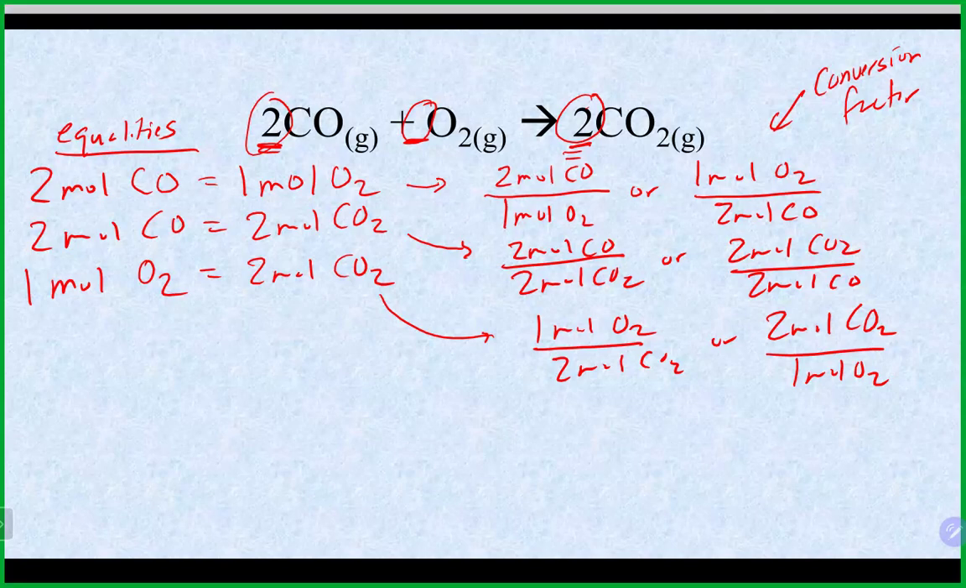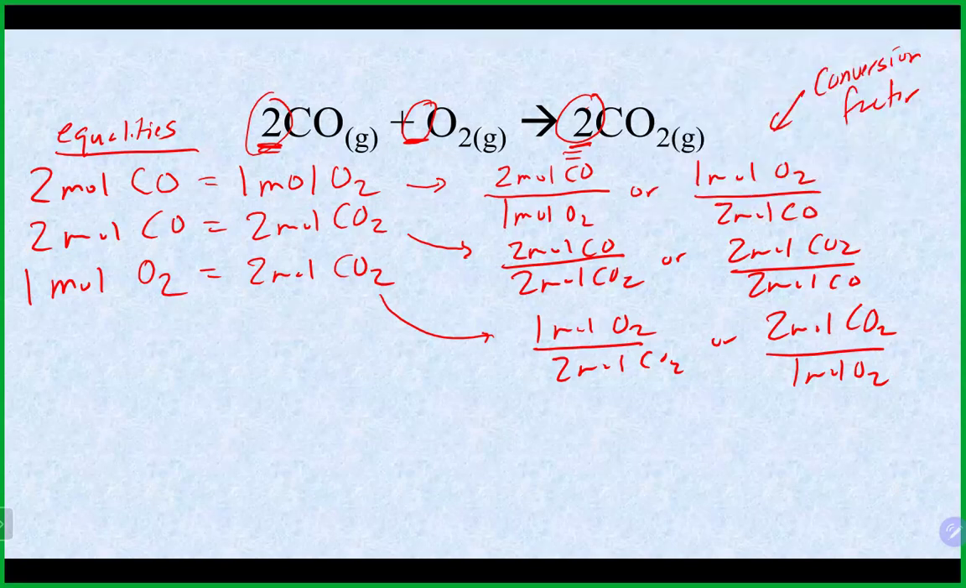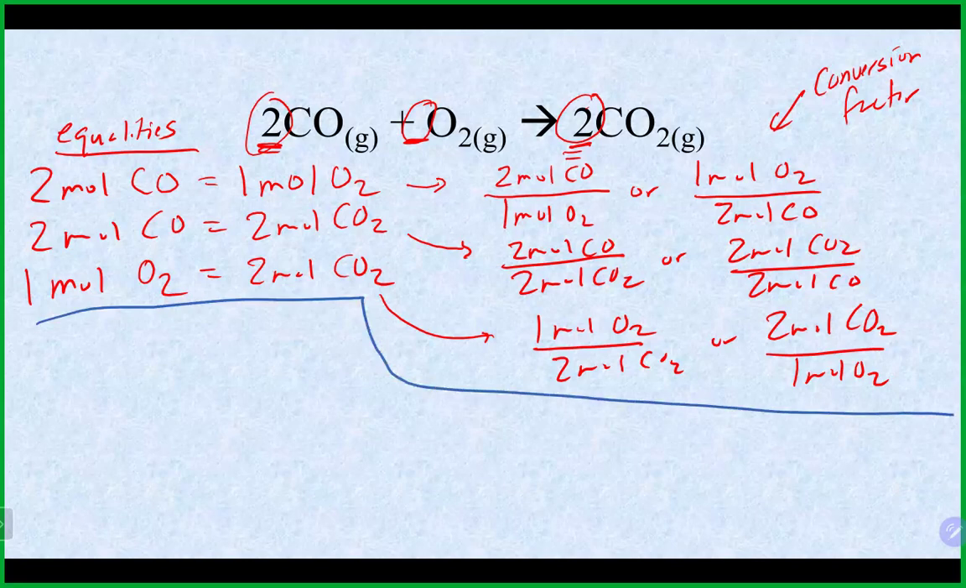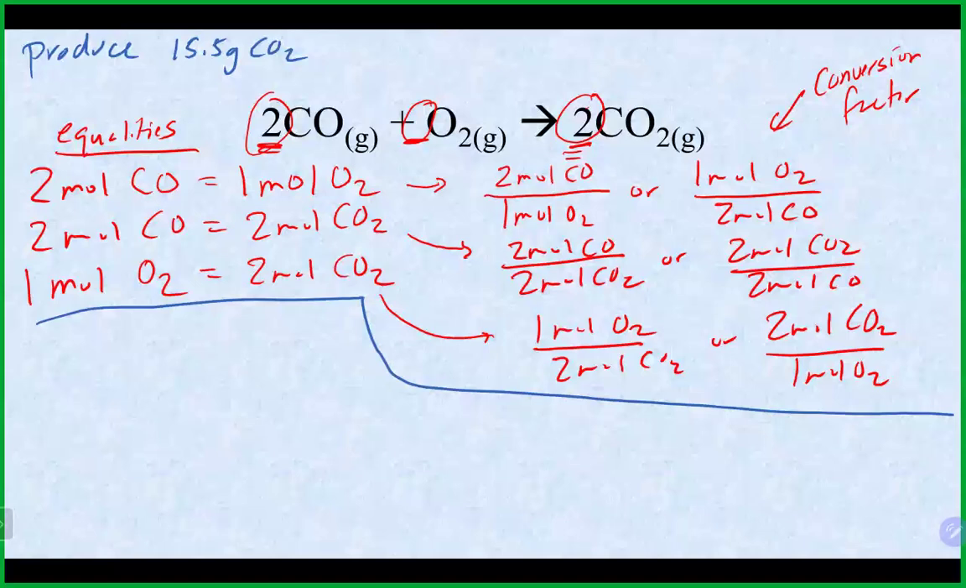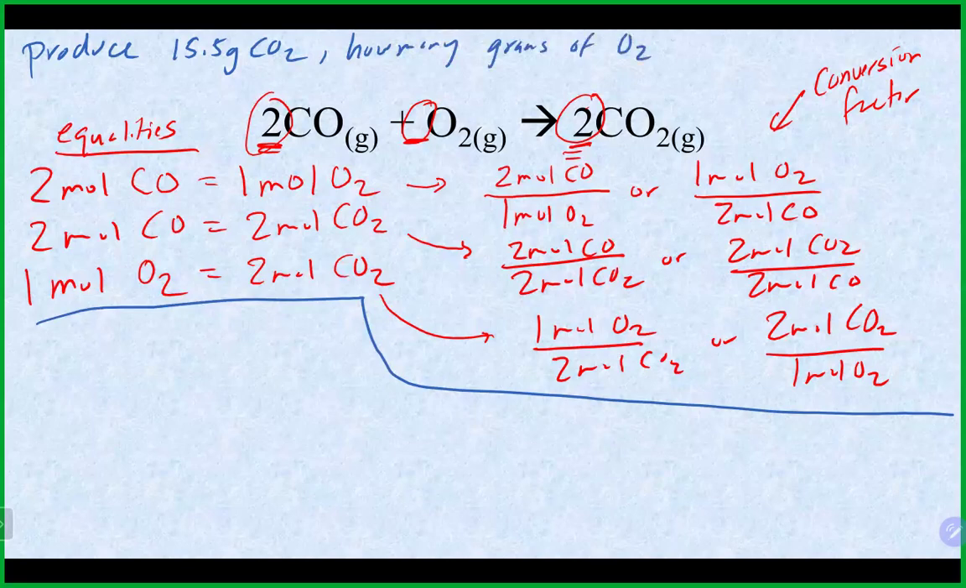So for example, let's just say we went through the steps here for a basic problem, and let's just say that we produced in this reaction, we'll go with 15.5 grams of CO2. And we want to know how many grams of O2 did we start with, basically. So our 4 steps that we want to follow. Step number 1 is balance the equation, and that we already did. So we already balanced the equation here. So step number 1 is done.